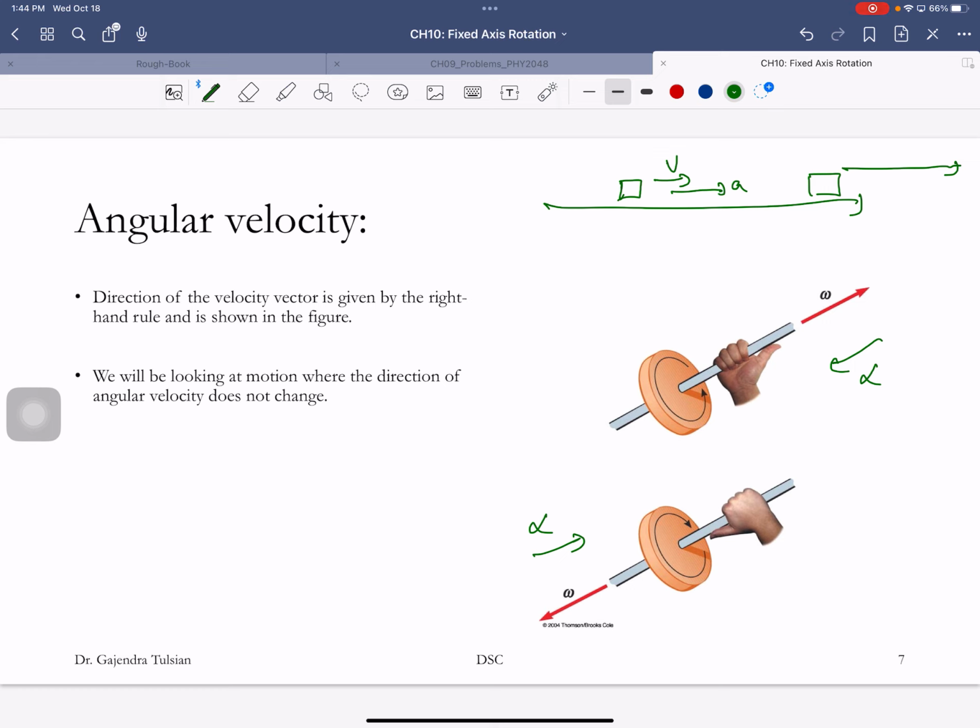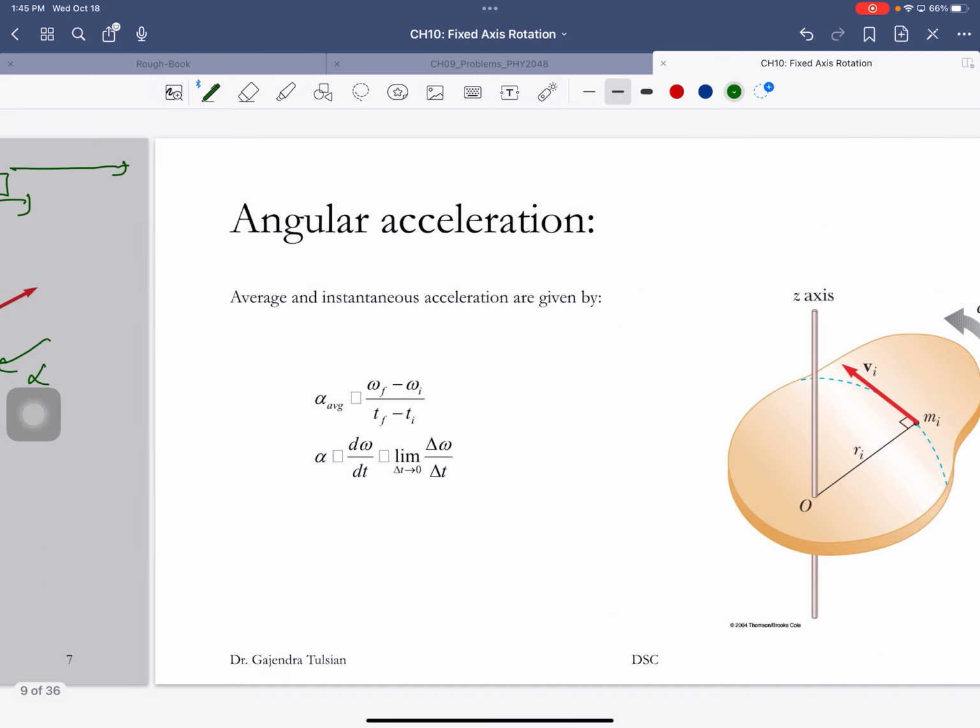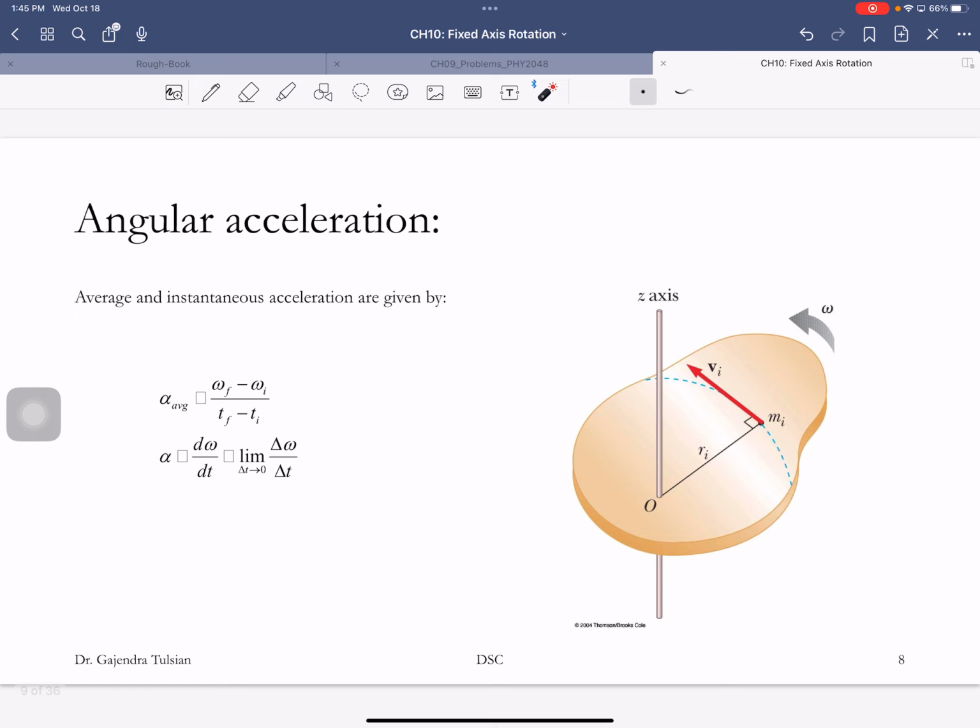All right, so now we know how to figure out the directions of the velocity. But most of the time we won't be using that. Again, what is angular acceleration? When the angular velocity changes, you have angular acceleration. Angular acceleration is denoted by alpha, and alpha is d omega by dt. So instantaneous angular acceleration is d omega by dt.